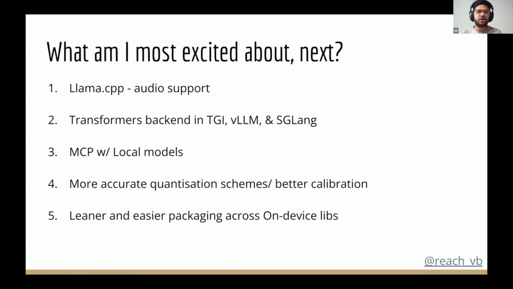Then something which I've personally been spending a lot of time on of late is the Model Context Protocol, especially in the context of local models and how you can use it to automate certain workflows and so on. And then, of course, the evergreen, which is more accurate quantization schemes, something which MLX is doing quite well with the recent DWQ quantizations. And of course, leaner and easier packaging across all the libraries. That's about it. I know this was a whirlwind tour, but hopefully you learned something about the overall ecosystem, and I'm more than happy to answer any questions.